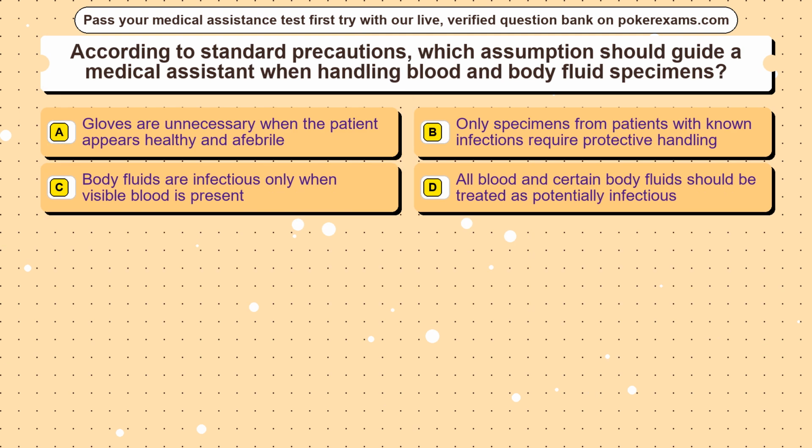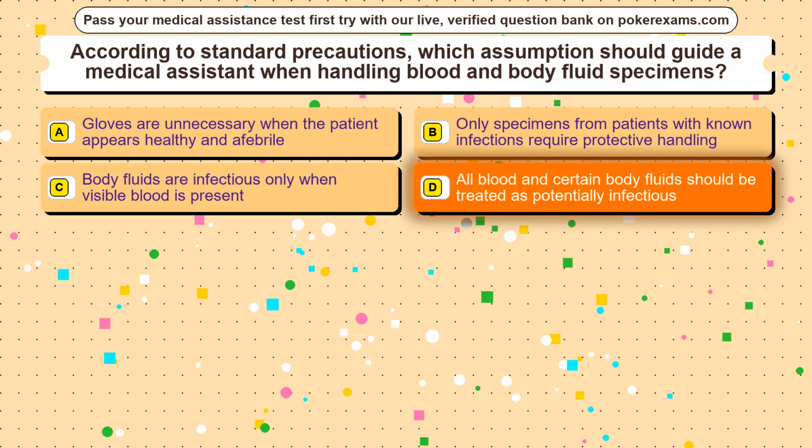Question 97. According to standard precautions, which assumption should guide a medical assistant when handling blood and body fluid specimens? Option A. Gloves are unnecessary when the patient appears healthy and afebrile. Option B. Only specimens from patients with known infections require protective handling. Option C. Body fluids are infectious only when visible blood is present. Option D. All blood and certain body fluids should be treated as potentially infectious.